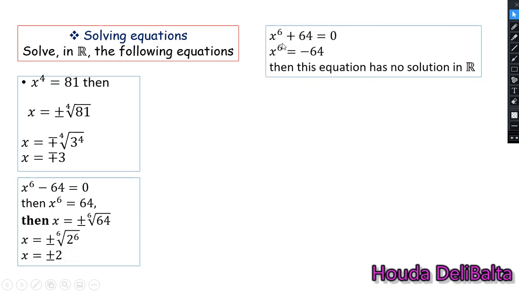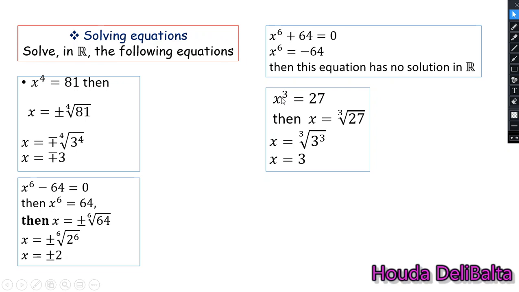While x power 6 plus 64 equals 0 has no solution in R. Why? Because if I take 64 to the other side, then it is minus 64. And I don't have a number with an even power whose answer is negative. No number multiplied by itself 6 times, an even number of times, gives a negative answer. So this is undefined. This equation has no solution in the real numbers.